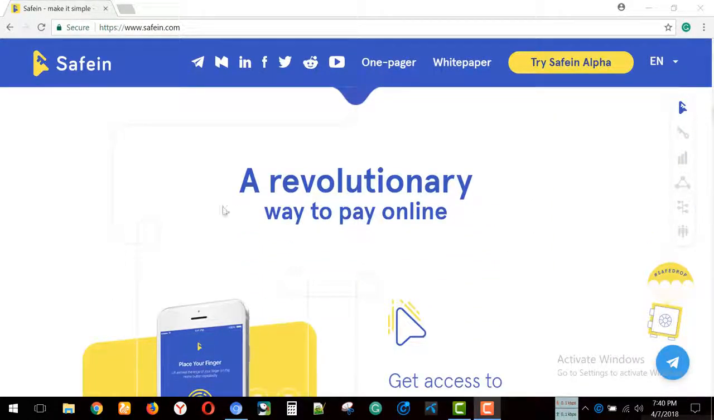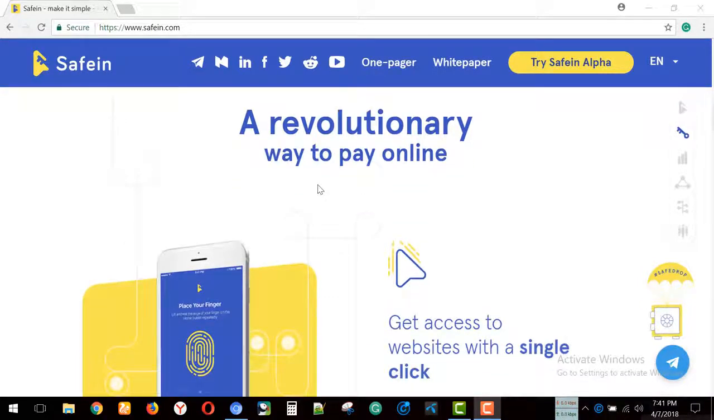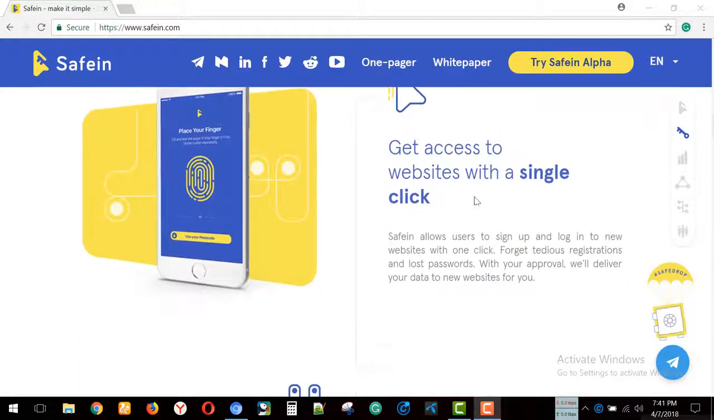Here it is written, a revolutionary way to pay online, because it is going to bring greater changes to the online payment system. If this project is going to bring these changes, that's why it is written that it is going to be a revolutionary way to pay online. So these are the different features.